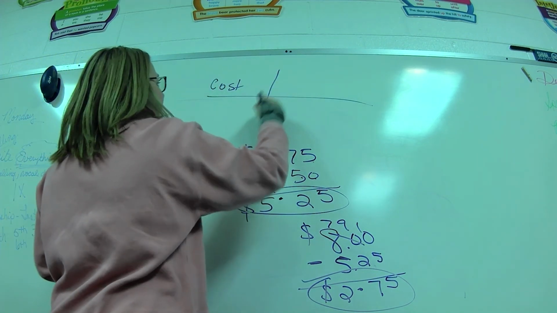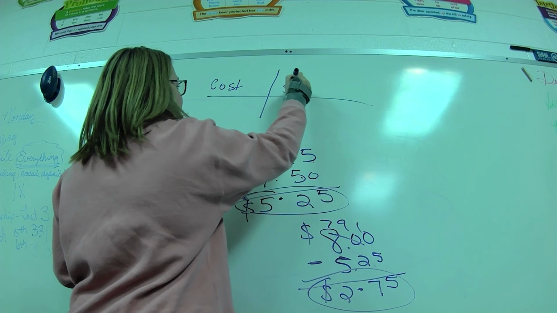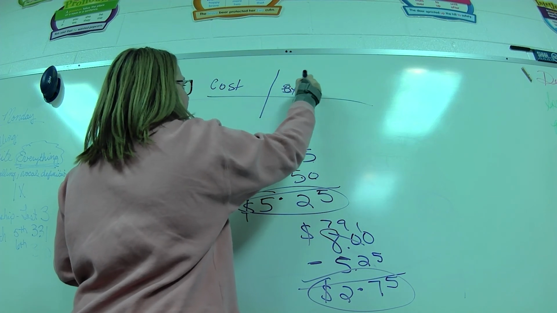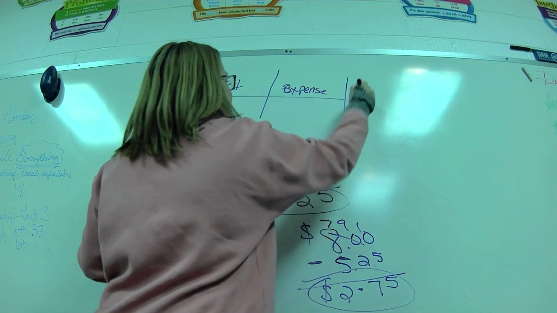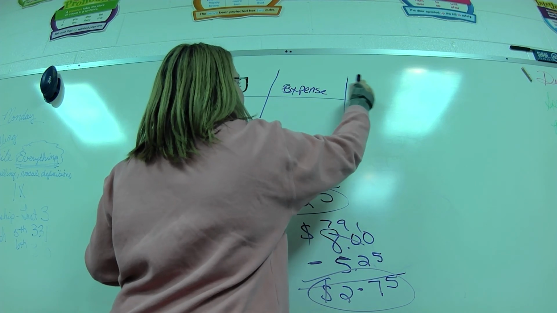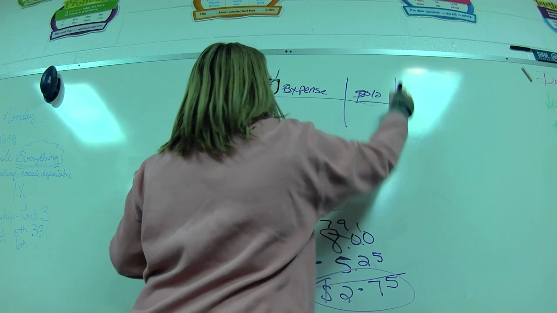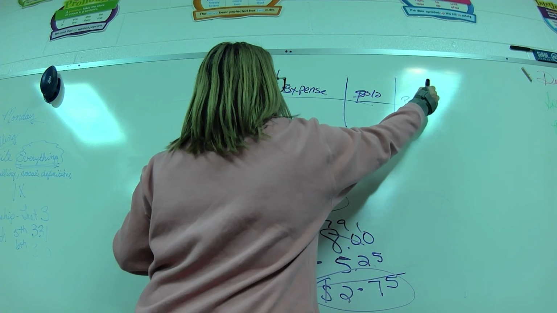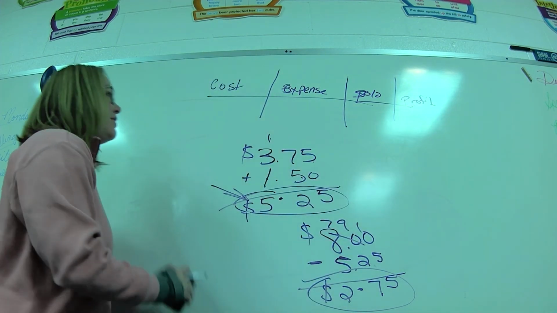cost. And then they'll say the selling expense, or the expense. And then they're going to tell you what he sold it for. I can't write today. And then you're going to see profit. All right? So that's the bath towel.